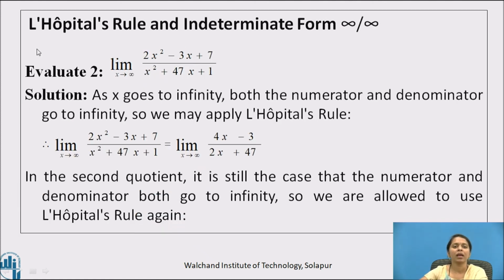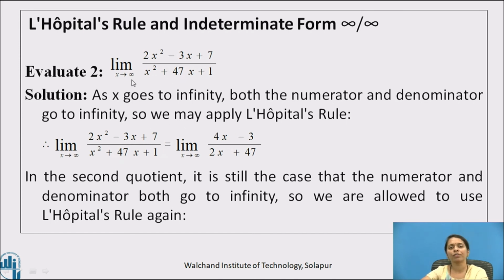Now, let us see L'Hospital rule and indeterminate form infinity by infinity. Example number 2, evaluate limit x tends to infinity, numerator is 2x square minus 3x plus 7, whole divided by x square plus 47x plus 1. It is polynomial divided by other polynomial. As x goes to infinity, both the numerator and denominator go to infinity. So, we may apply L'Hospital's rule.